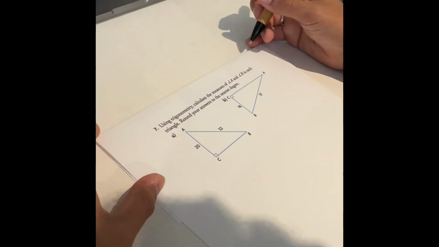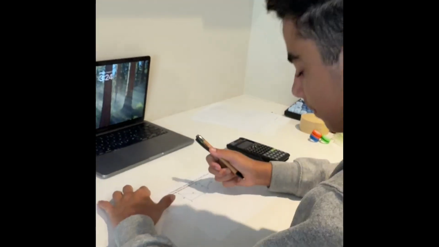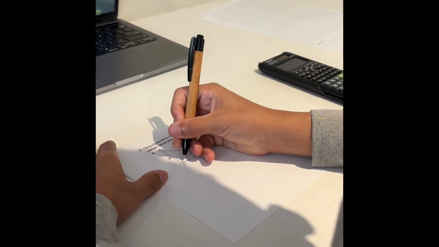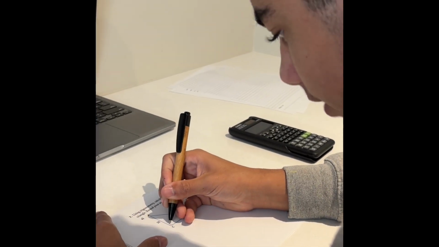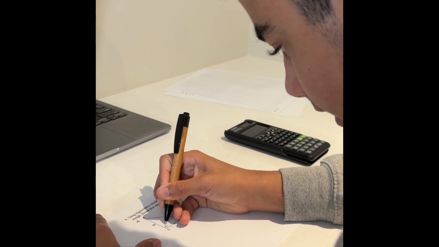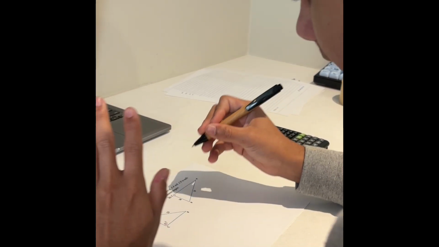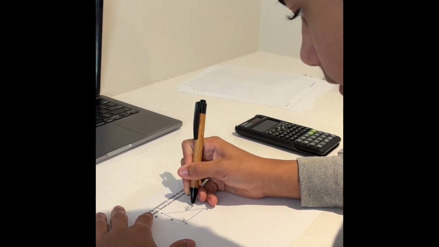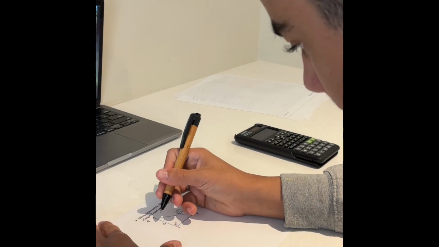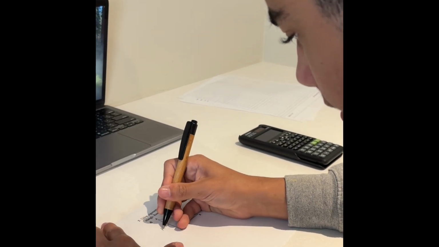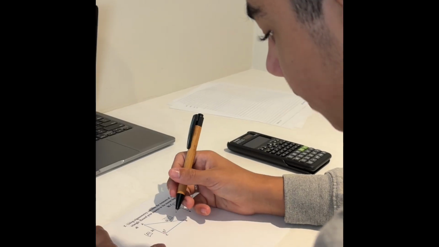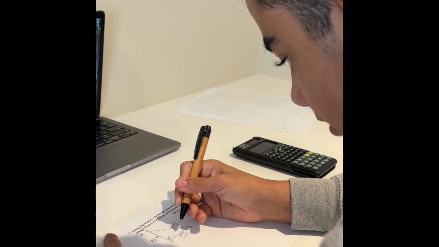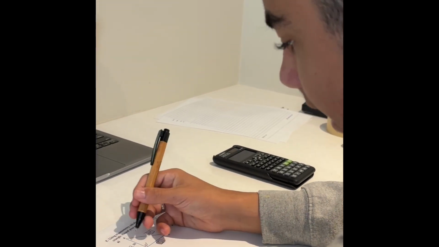So this question is 7a, and it's asking us to find angle A and B. We already have angle C, which is 90 degrees because it's a right angle. Second step, we're going to label the triangle. The hypotenuse is the longest line, which is 32. Adjacent, right next to the hypotenuse, is the 20. And then opposite is the one with no number. From here, we're going to find angle A.